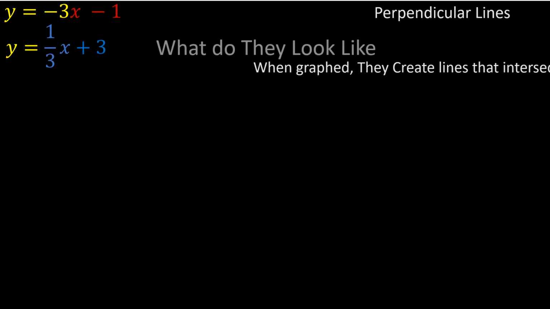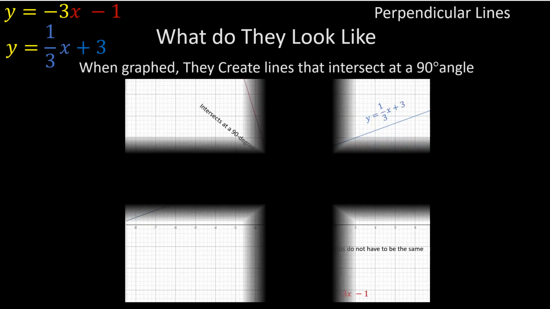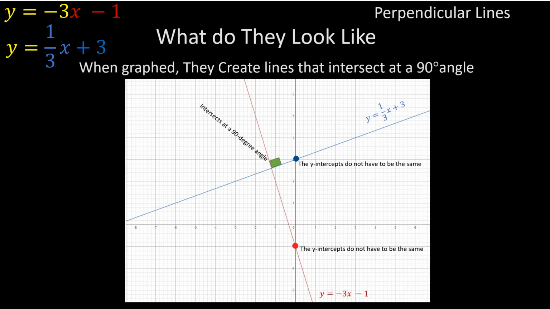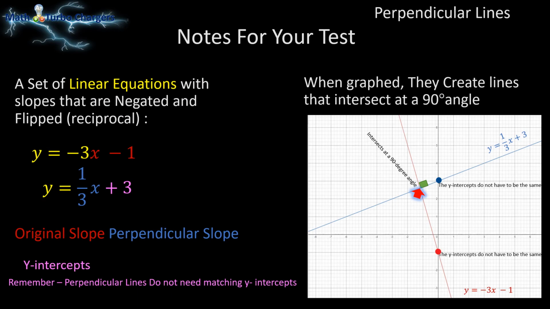You must be wondering, what do perpendicular lines look like? When graphed, they intersect to form 90-degree angles. Remember, perpendicular lines are a set of linear equations. The slopes have been negated and flipped. The y-intercepts do not have to match. When perpendicular lines are graphed, they intersect to form 90-degree angles.